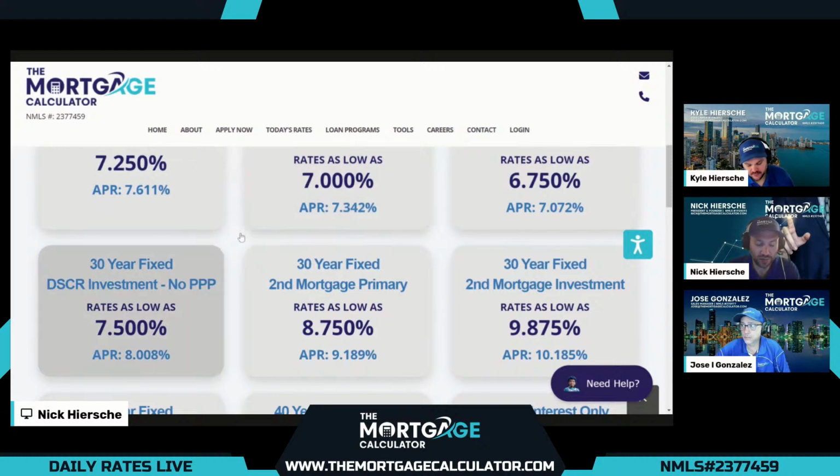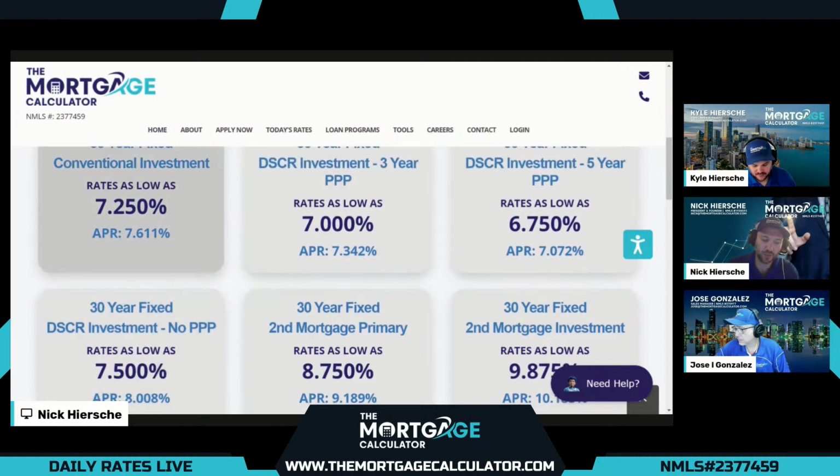And our final option here for DSCR, some states and some investors don't like a prepayment penalty. No problem. We do have those options. Rates as low as 7.5. Final APR comes in at 8.008. So notice that's a touch higher than conventional, but many investors prefer DSCR to conventional. No income, no employment, lots of flexibility. We do recommend our investors add a prepayment penalty to sweeten the deal. As you can see, the rates get much better.